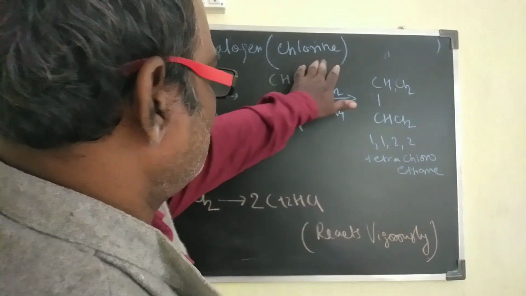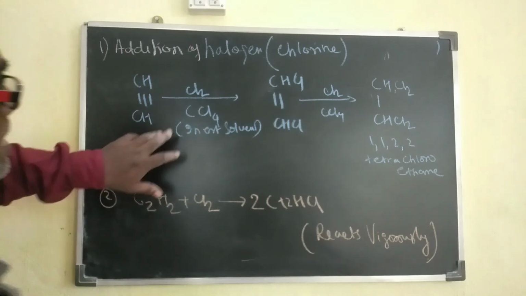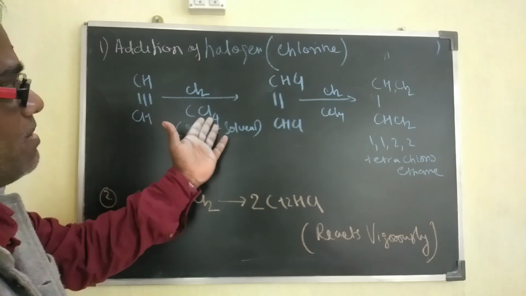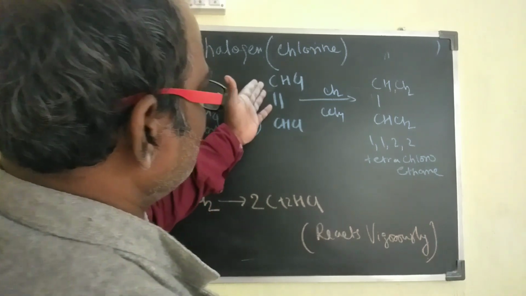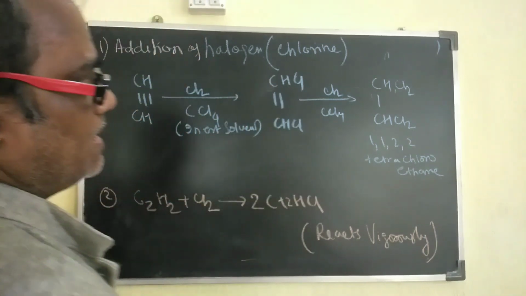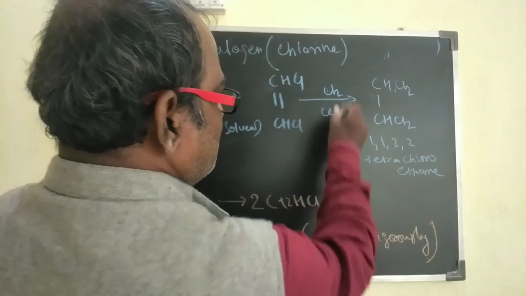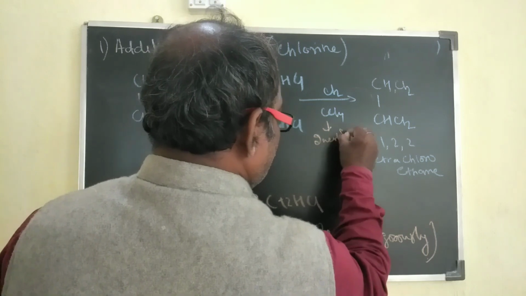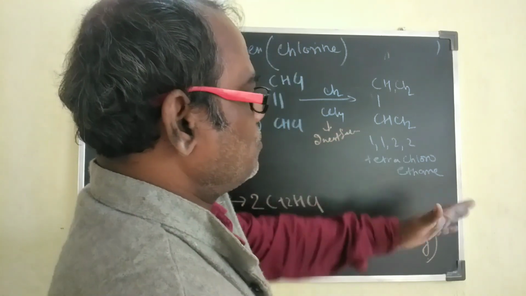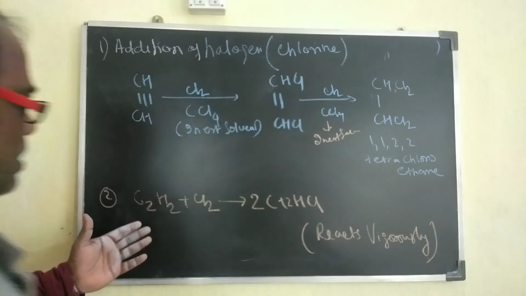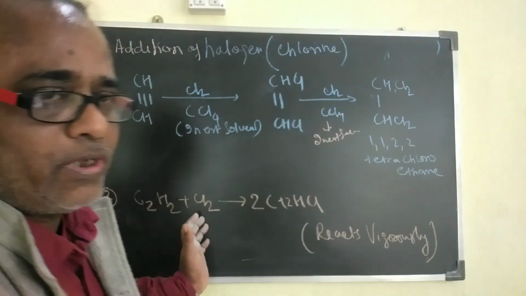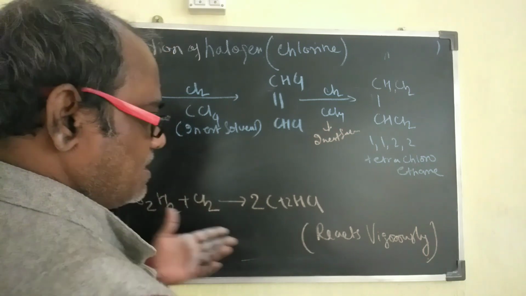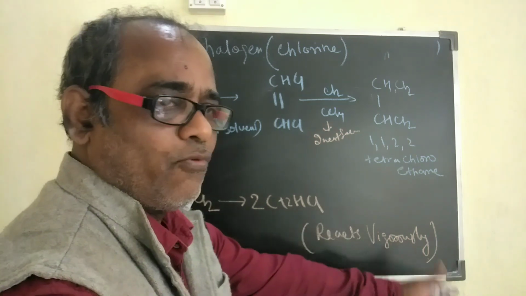Addition of halogen, that is chlorine. So ethyne, when it reacts with chlorine, which we get from the inert solvent carbon tetrachloride, first changes into CHCl=CHCl, and then on further reaction with carbon tetrachloride, which is an inert solvent, we get 1,1,2,2-tetrachloroethane. Also ethyne gets reacted with chlorine gas in the presence of diffused sunlight. So what happens, the reaction becomes very vigorous.